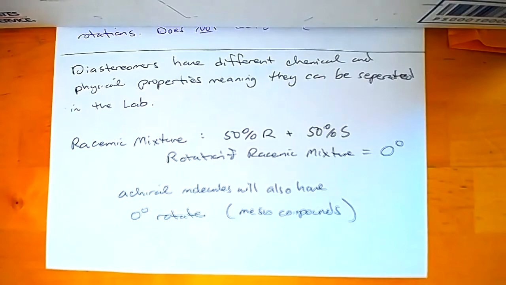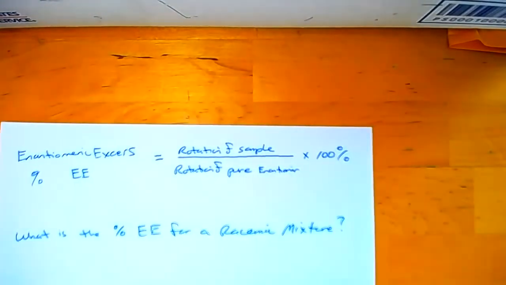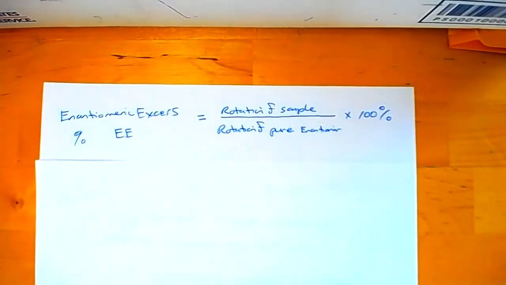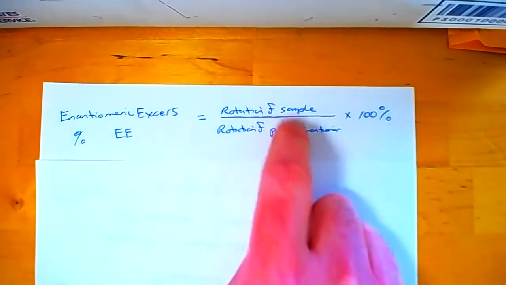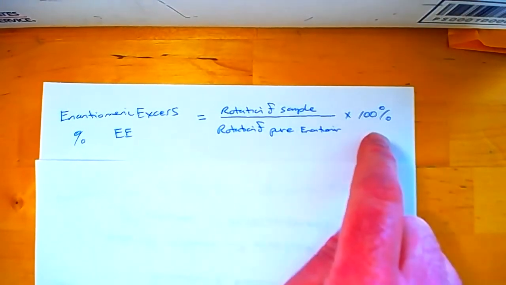So, how do you measure the purity of a given compound, okay, and see how much of a particular enantiomer is present in a mixture, like R versus S? Well, the way you do that is by measuring what's called an enantiomeric excess. And so that's just the rotation of the sample you're looking at divided by the rotation of the pure enantiomer times 100%. So if these two numbers are the same, that ends up giving you an enantiomeric excess of 100%, which means it's a pure enantiomer.